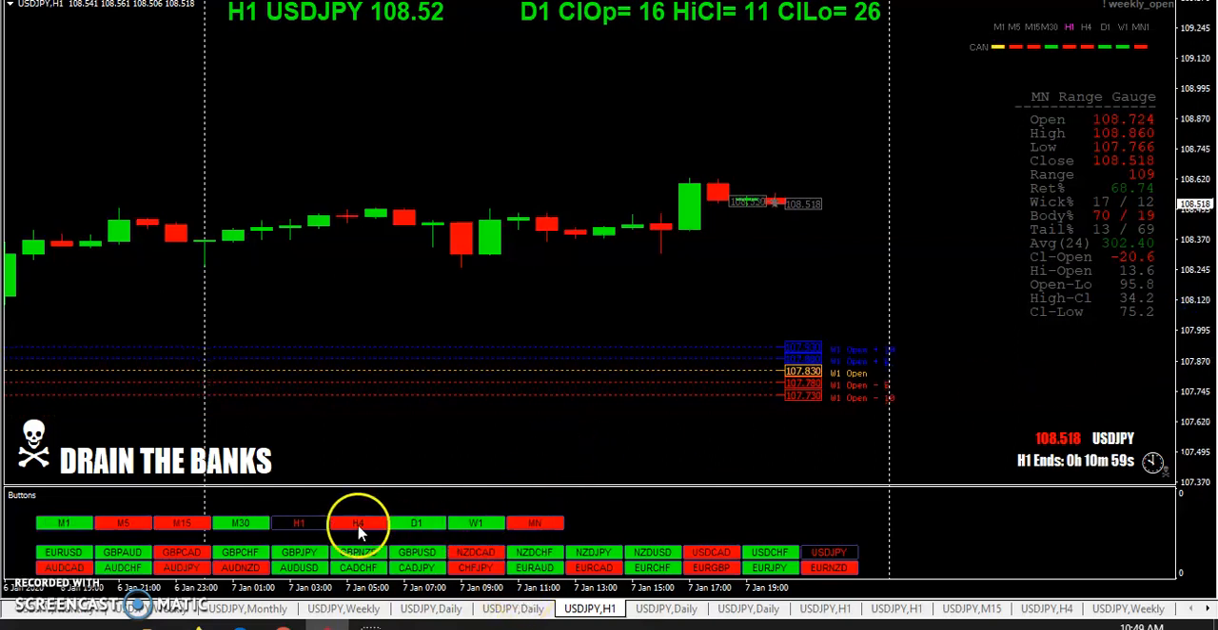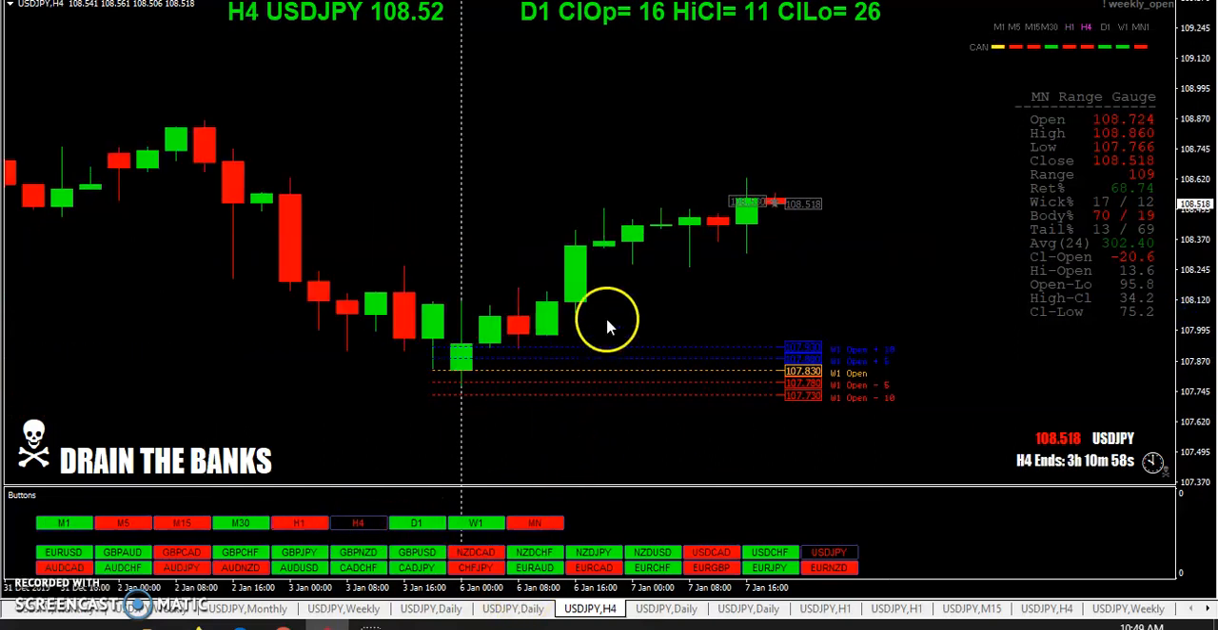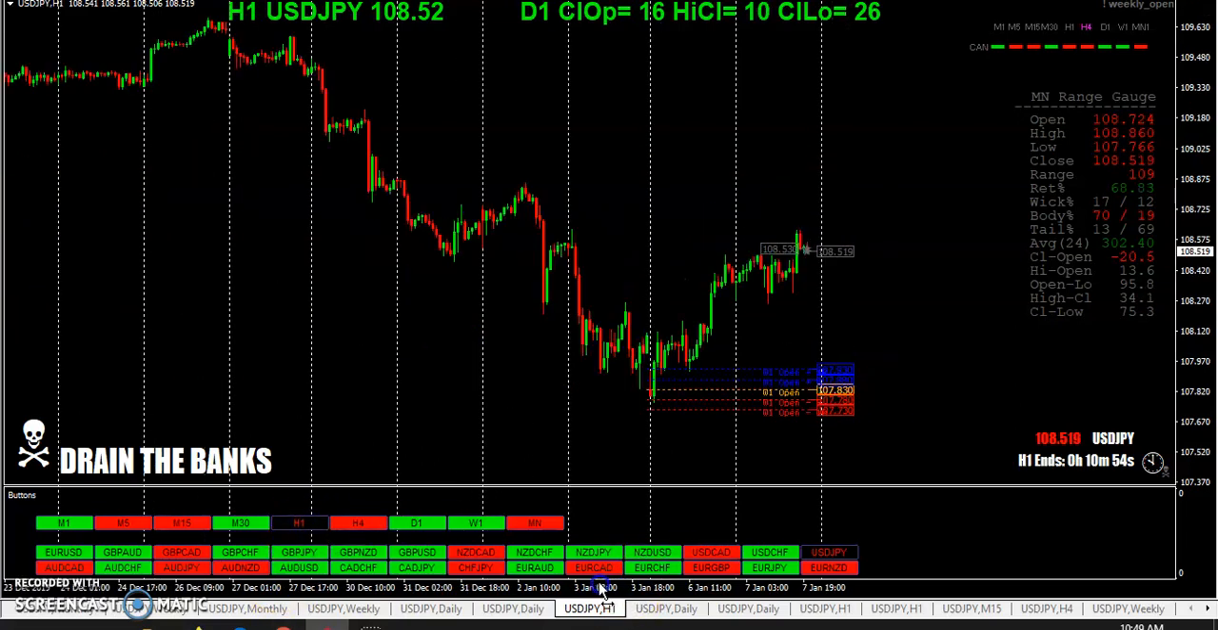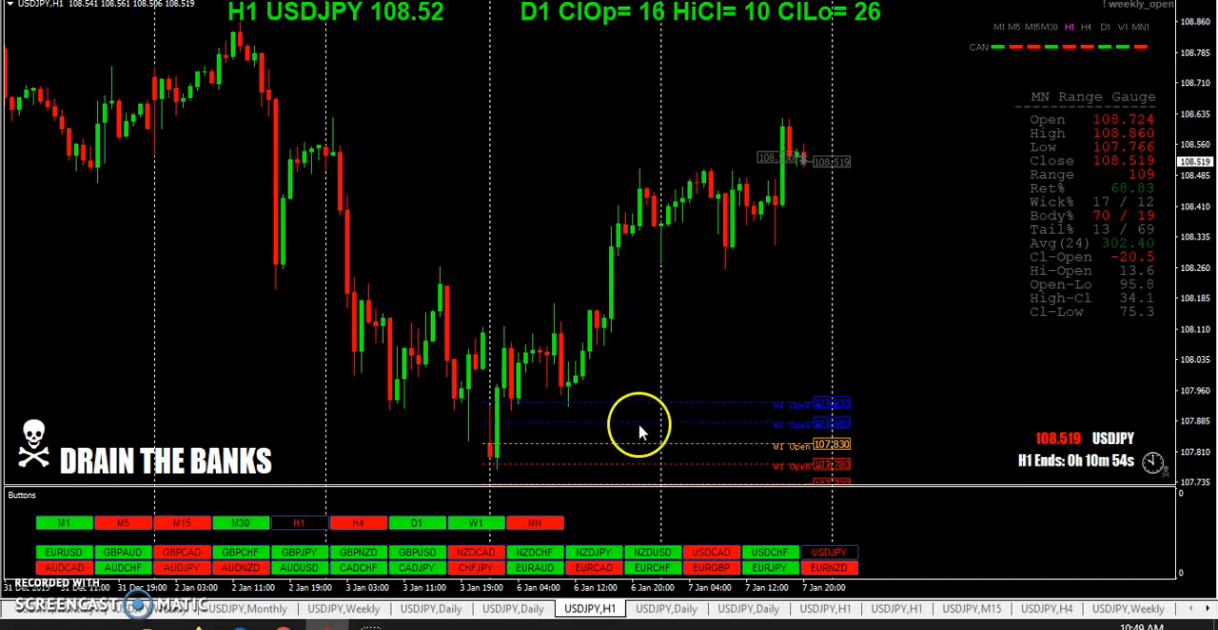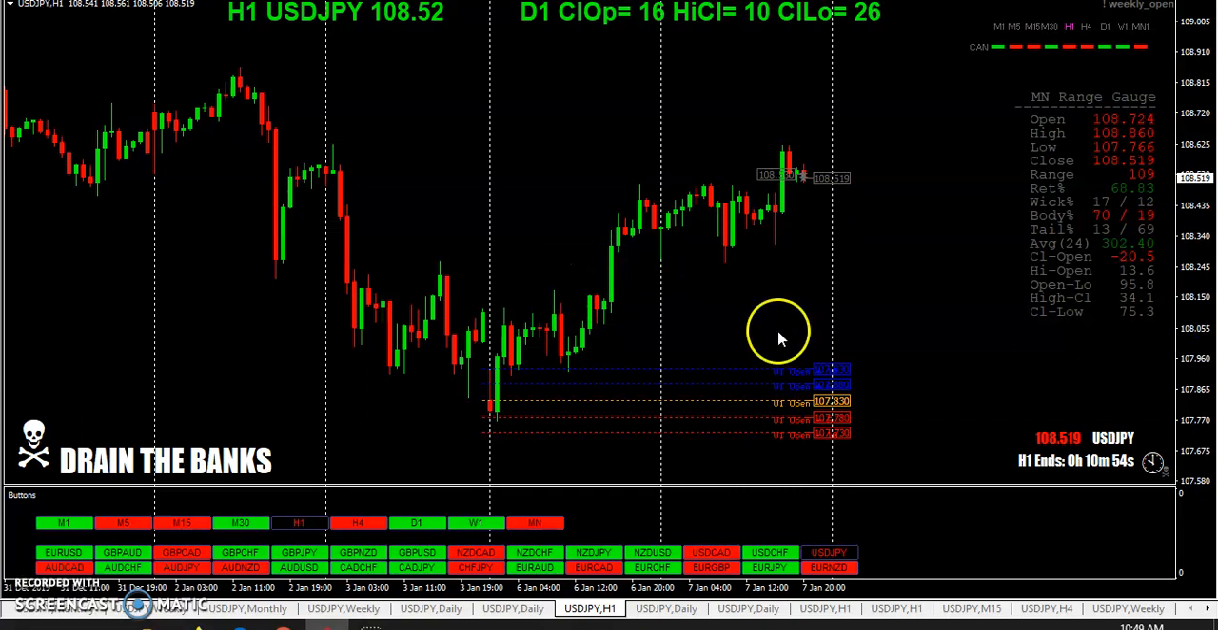Okay, looking at the weekly wick zone here. Let's see, I think we want to put that back to the hourly. So no opportunities on the weekly wick zone today.